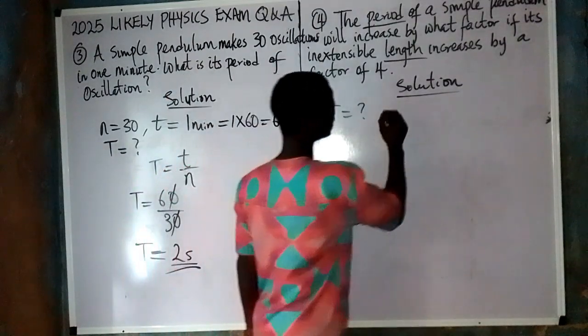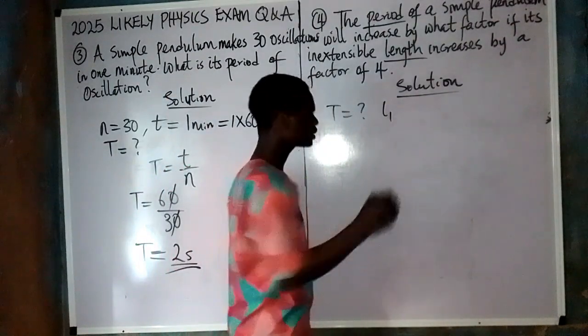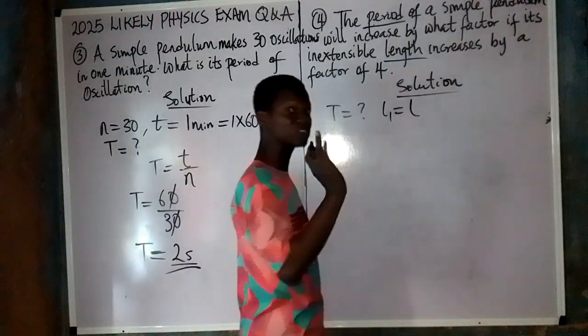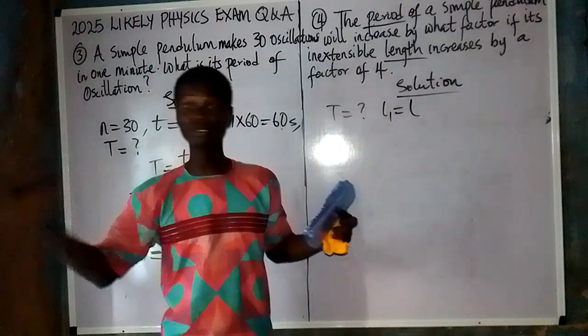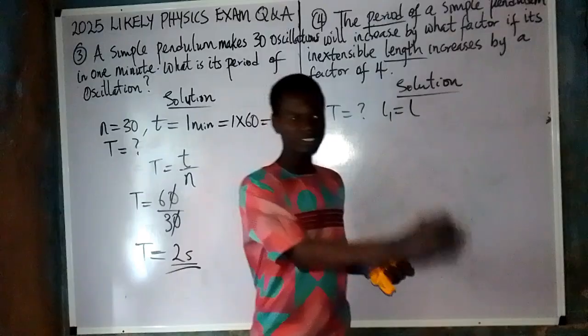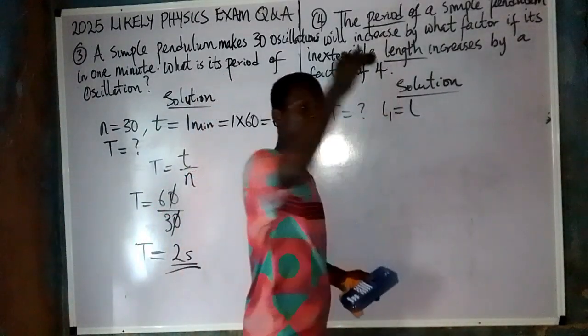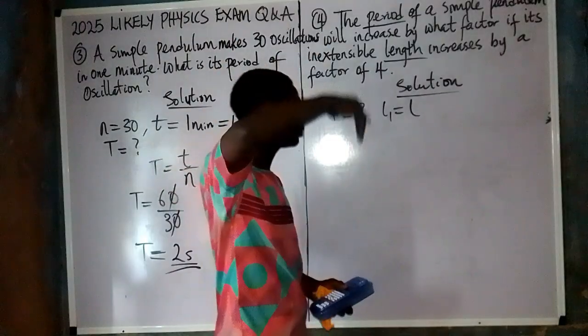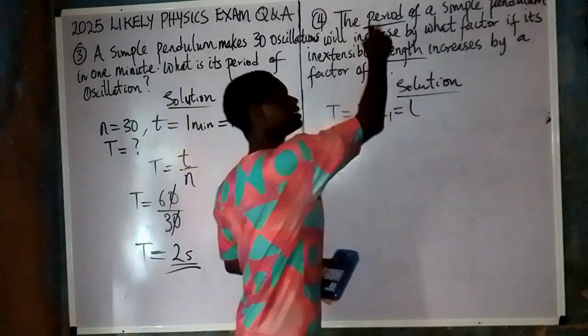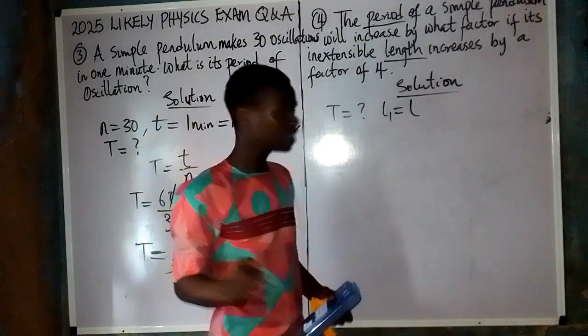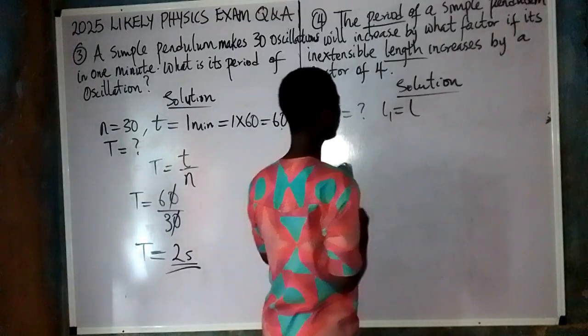Now, we're told that, assuming there is L1, let's call our L1 L. Because this is where I like doing it best, when you are doing a comparison question. Assume there's an initial case and there's a final case for each. Assume there's an initial period and there's a final period. Assume that there's an initial length and there's a final length. Let's do that now.